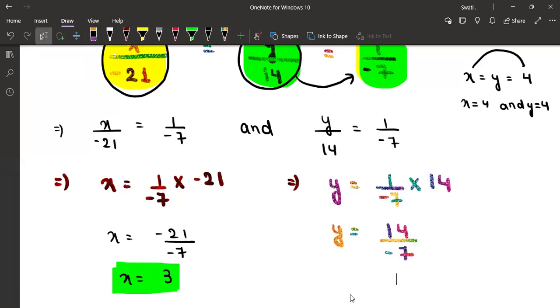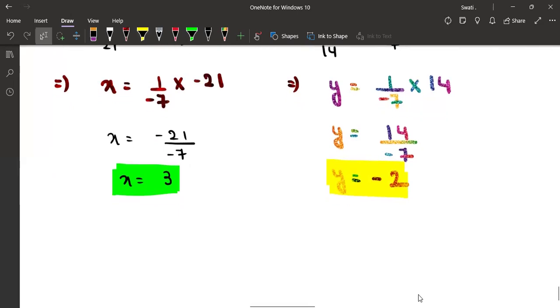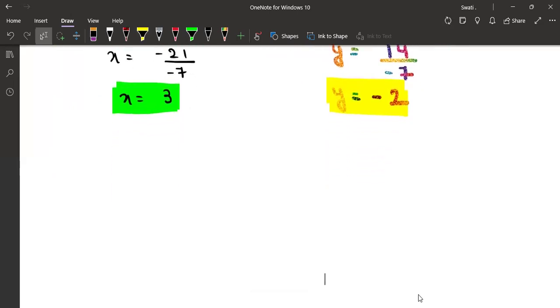Next, y will be equal to, now the minus sign, you know that minus sign will be as it is because there is one minus sign. So that minus sign will be there only. Now what is the answer of 14 by 7? Minus 2. Very good. So y will be minus 2 and that's it. We have got the answer for x, which is 3, and y is equal to minus 2. Is this clear, Manya? And this is called the cross multiplication method.